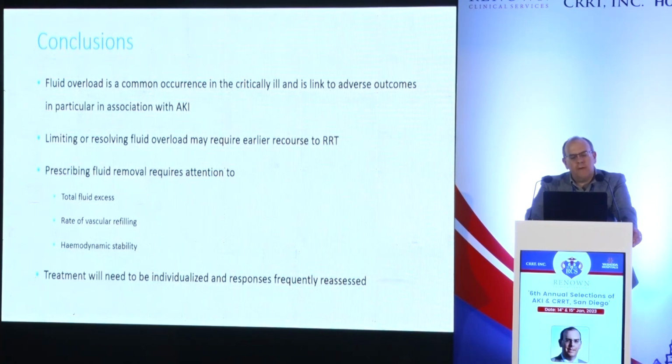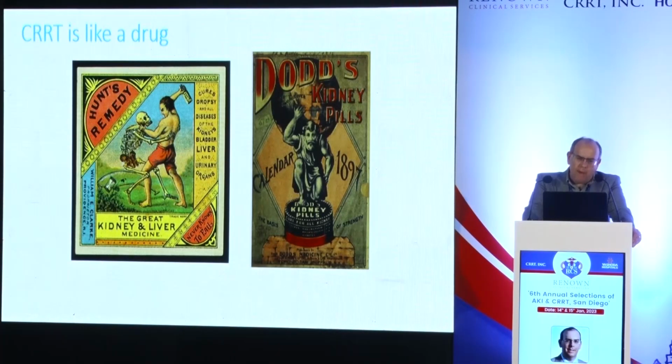And so we're going to have to individualize treatment and reassess responses frequently, because probably regulation of electrolytes with renal replacement therapy and acid base is relatively easy, but regulation of fluid overload is extremely hard because of the fact that we're removing it from the circulation where we actually need it, and not from the tissues where we don't want it, and we have to rely on this sort of indirect refilling of the plasma that can be highly unpredictable. So it's important to remember that CRRT is like a drug, and it requires careful thought and prescription.